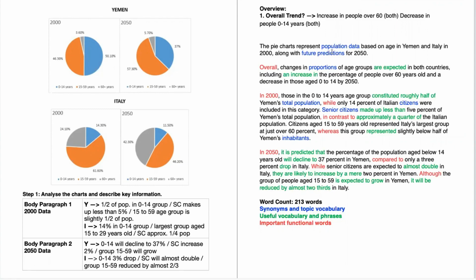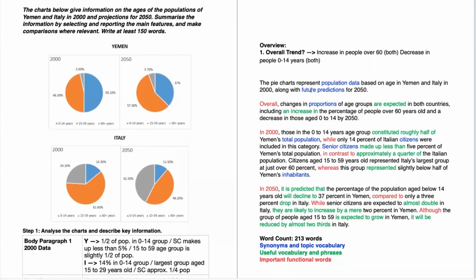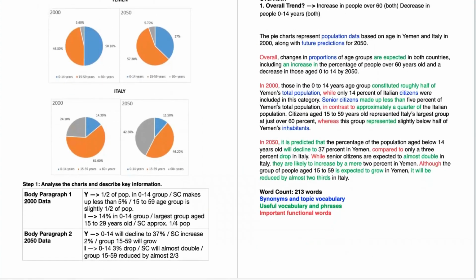Here I have population data like we talked about before, and future predictions instead of projections. Then we have changes in proportions. Proportions is a great word when talking about pie charts and percentages. Total population. Citizens is a great word in this case. We're talking about people in countries. So citizens is great. Senior citizens is an excellent term, and it is very applicable in this case for those over 60 years old. And of course, inhabitants is another way to say people who live in a certain area.